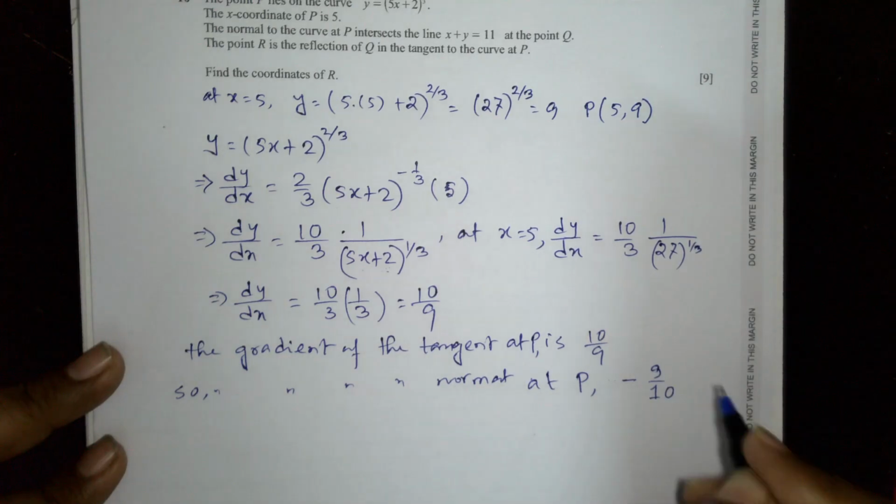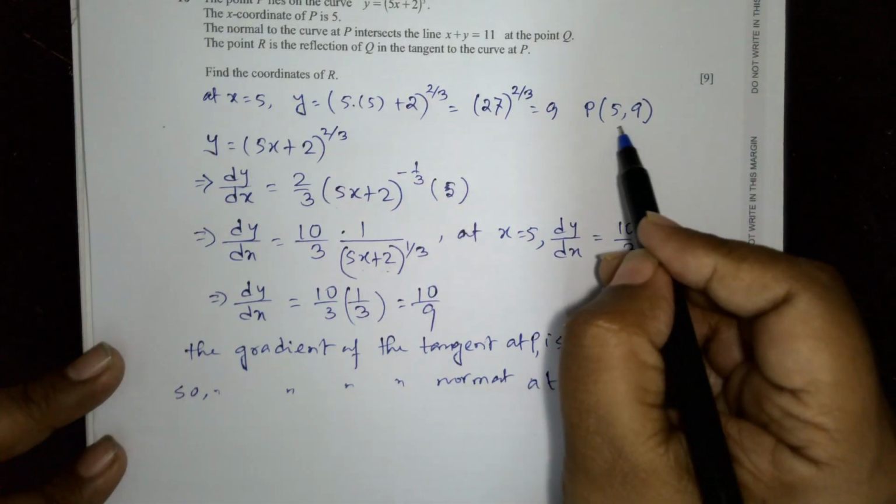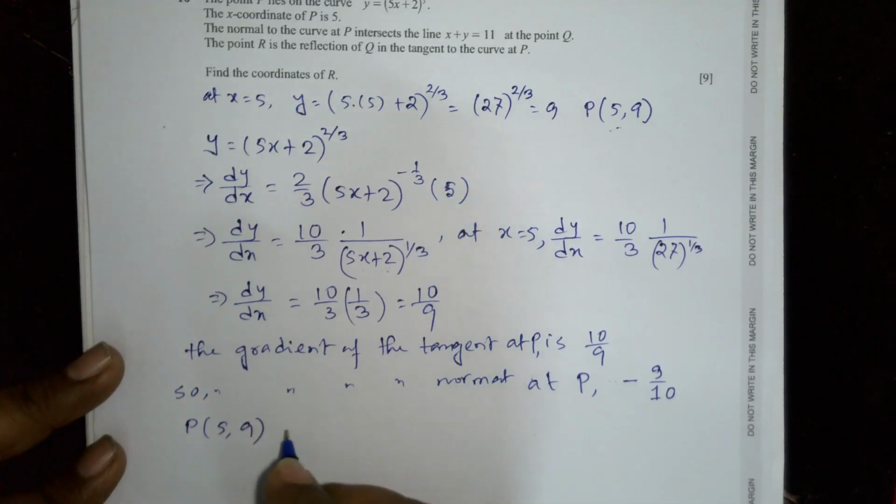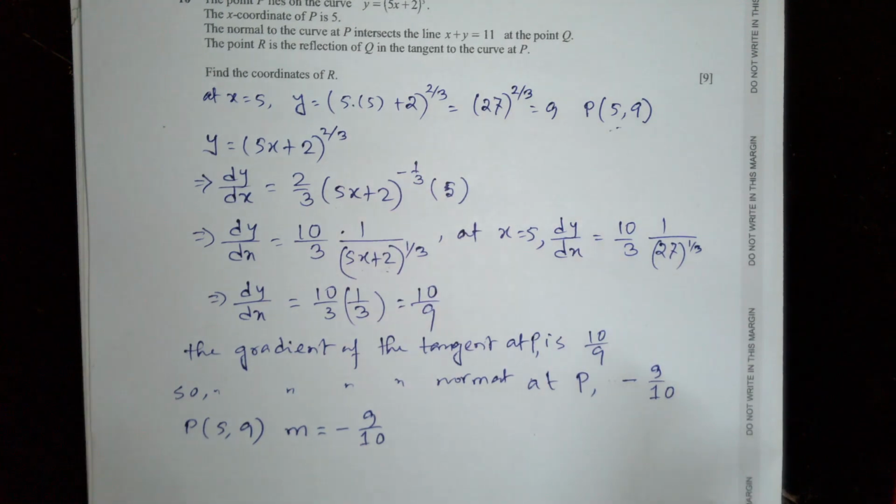Now you have a coordinate, that is P, which is (5, 9), and you have a gradient of the normal, which is minus 9 over 10. Right? Yeah, minus 9 over 10. I wrote the minus, but didn't say it.